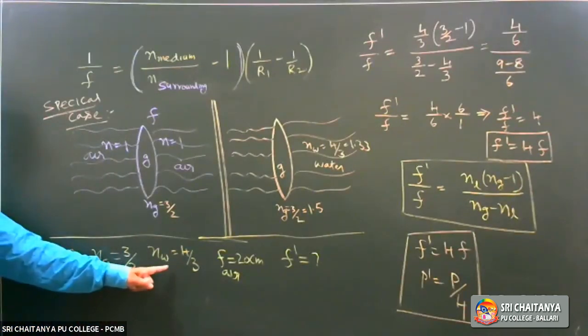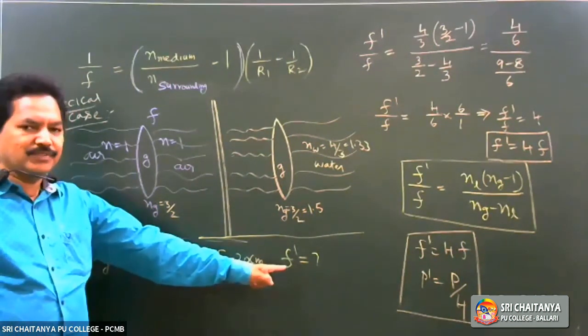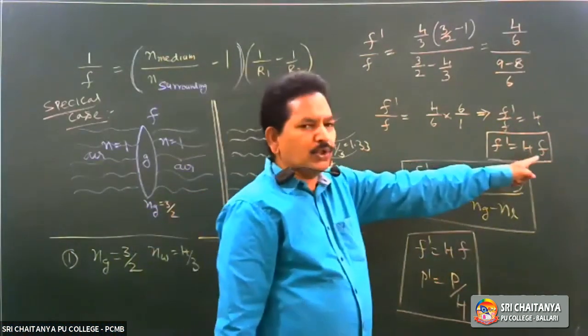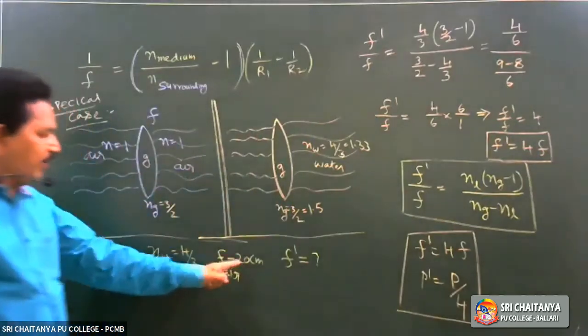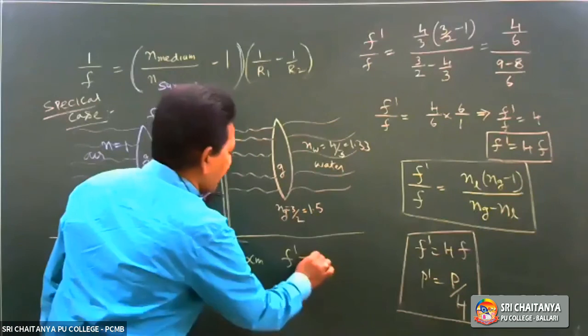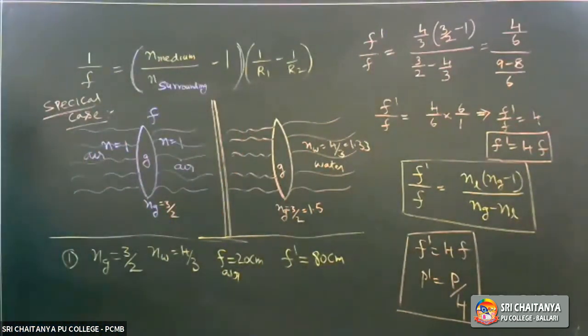Now it is dipped inside water, refractive index 4 by 3. What is its focal length? No calculations, already we know the result. F dash is equal to 4F. What is the F value? 20. So F dash is equal to, my answer, 80 centimeters, that is 0.8 meters. One more problem.